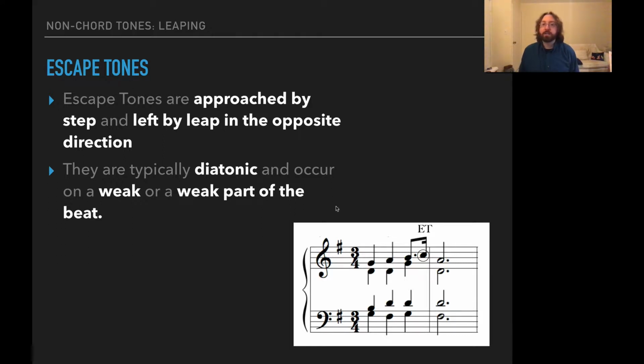This is a perfect example of an escape tone. So we know that this C is not part of a G major chord, so we circle it and know that it's some sort of non-chord tone. Then we take a look and realize that we are moving first upwards by step, and then we go in the opposite direction by leap. That's what makes an escape tone, that upward movement by step and that downward movement by leap.